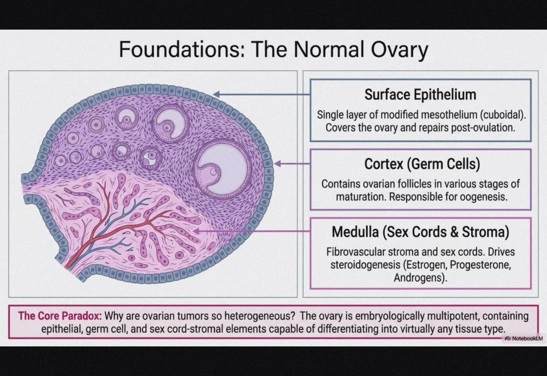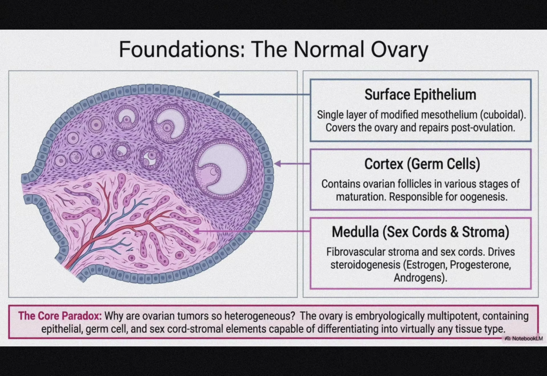Before starting anything, we should first know the foundations. How does the normal ovary look? The ovary consists of a surface epithelium, which is a single layer of modified cuboidal mesothelium. It covers the ovary and repairs it post-ovulation. That is, it is broken down during ovulation and repairs itself after ovulation.